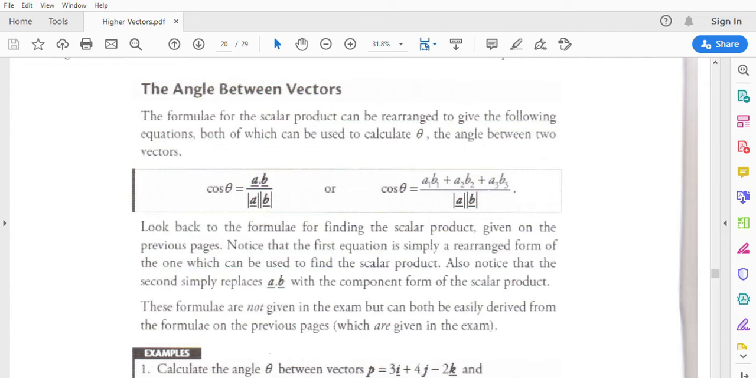So in the last lesson we looked at the scalar product in terms of two different forms. We looked at the scalar product in terms of the magnitude and the angle between the vectors. We also looked at the scalar product in terms of the components, if we knew the x, y and z components of each vector. So if we want to find the angle between the two vectors, we can use cos theta equals a dot b over the magnitude of a multiplied by the magnitude of b.